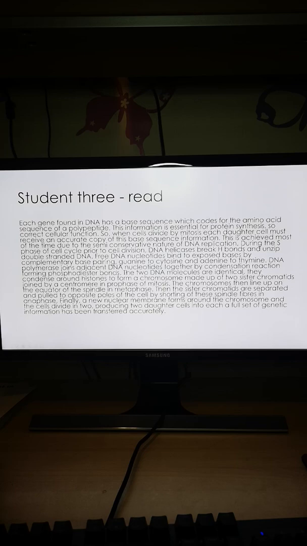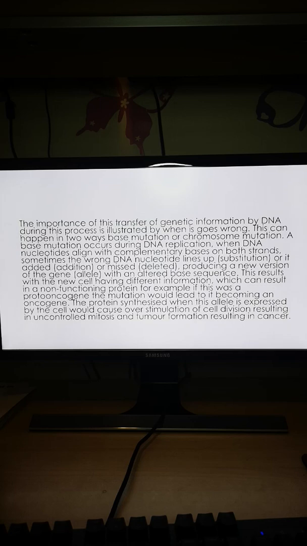But what we need to do is to make sure we follow that with an importance paragraph. So you then do a short paragraph after your role paragraph outlining the importance. Okay, so the importance of this transfer of genetic information by the DNA during this process is illustrated by when it goes wrong. This can happen in two ways. You can get a base mutation or a chromosome mutation.